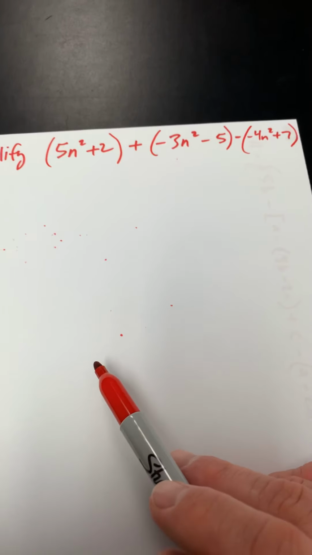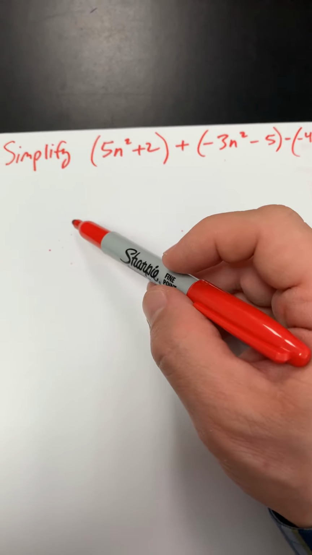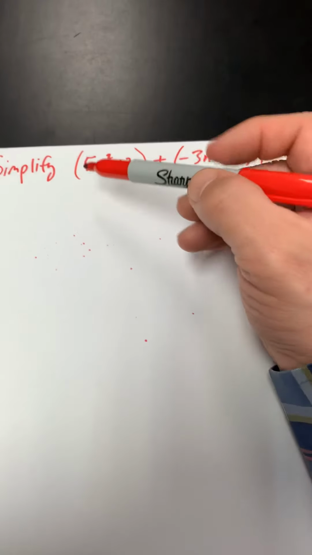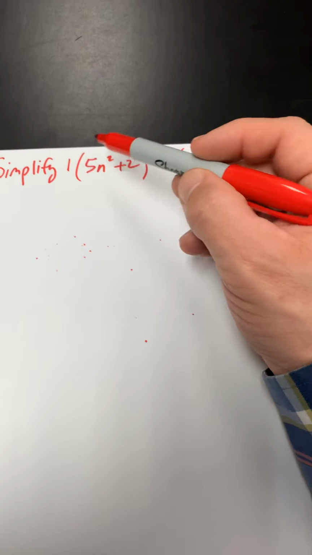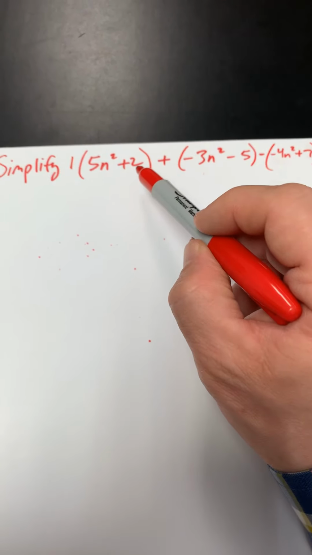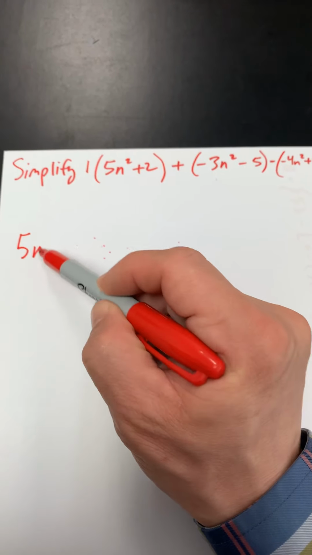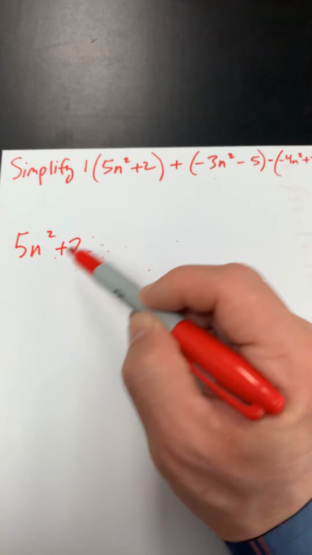All right, let's look at this one. Okay, so remember, we want to get rid of all of our grouping symbols. So I'm going to just do that step by step. All right, if we have an understood coefficient of 1, what do we get when we distribute this 1 to both terms of this binomial? Well, we just get the same thing. It ends up being 5n squared plus 2.